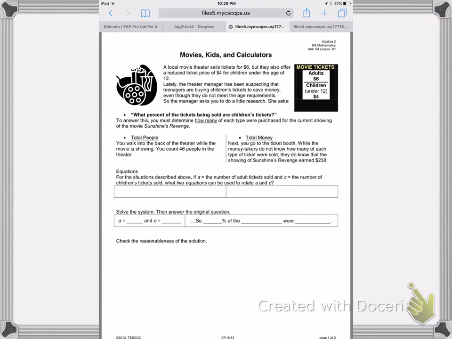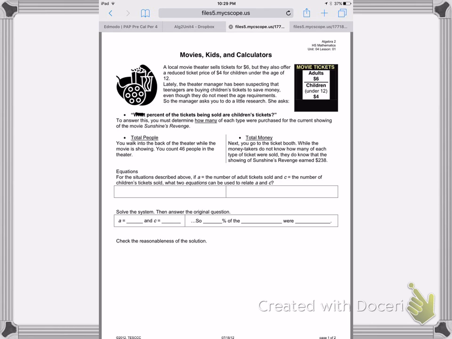Okay, you should have a worksheet that says movies, kids, and calculators. And what we're going to do is work through this. Once you learn how to set one of these up, you can set any of them. They're not very hard at all. So that's what we're going to work on.